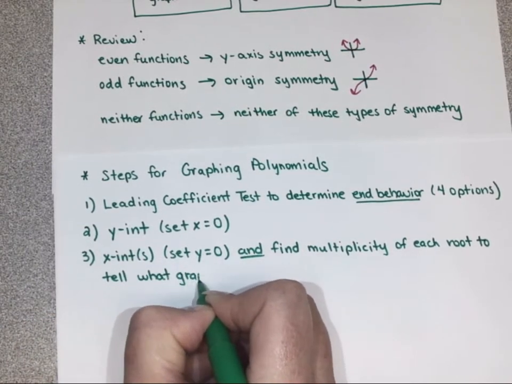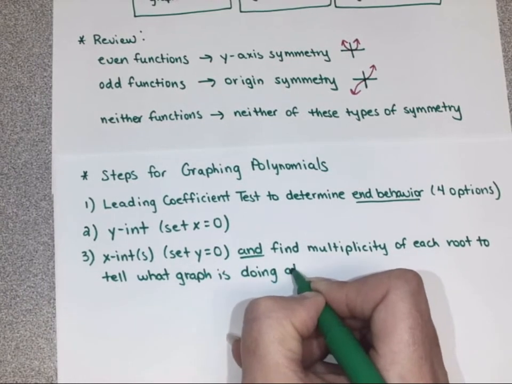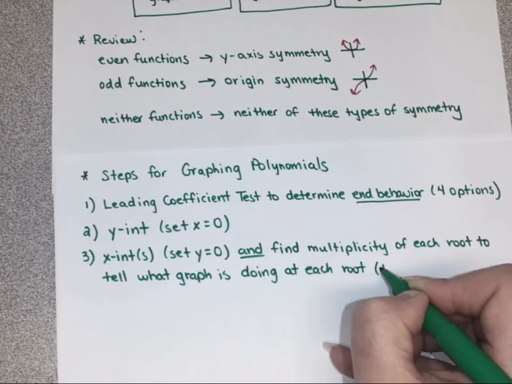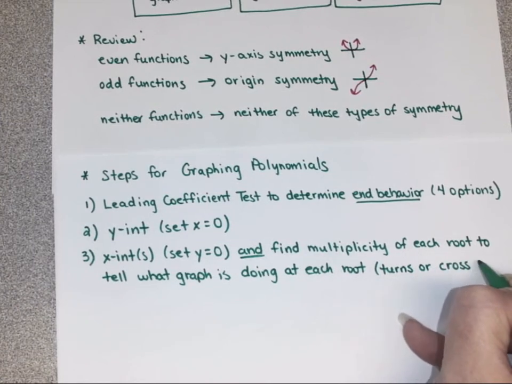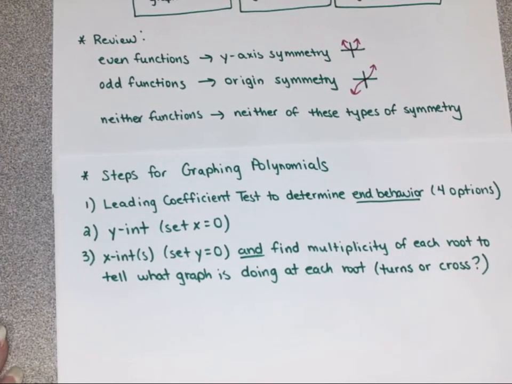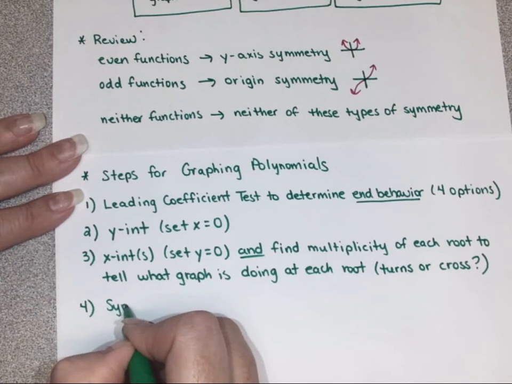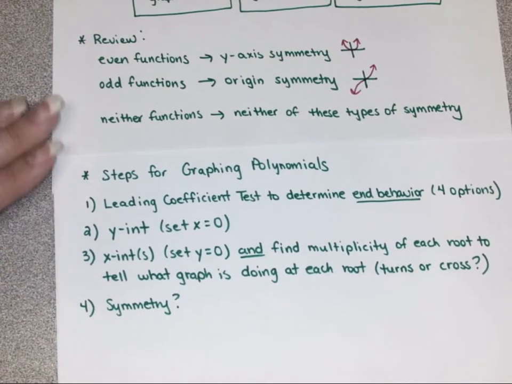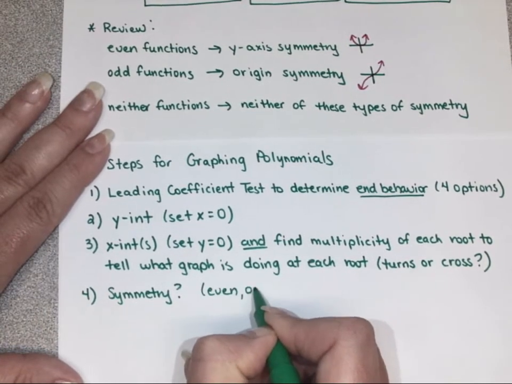So we want to tell what the graph is doing at each root, not just what the roots are. In other words, does it turn or does it cross? The fourth thing we want to know is, is there a symmetry hint that might help us? And remember, we can do that by determining whether it's even, odd, or neither.